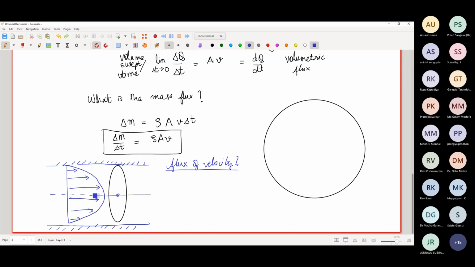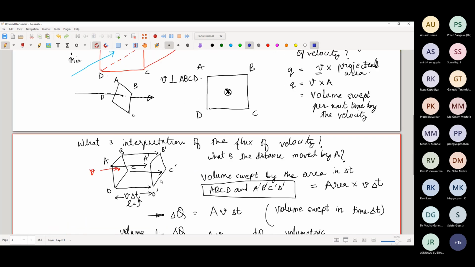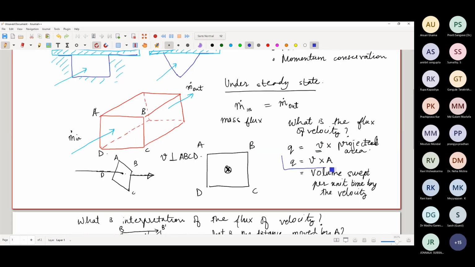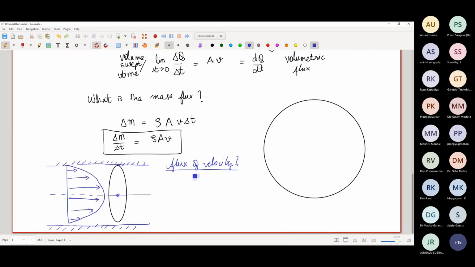If the velocity is varying over the area, see, when the velocity is constant over the area, you simply multiply it like this. In this, we assume velocity is constant over the area. So when the velocity is not constant over the area, the flux would be an integration of the velocity over all the differential areas.